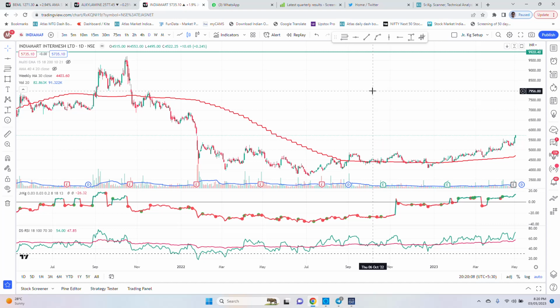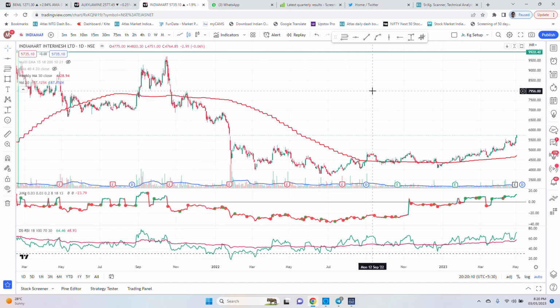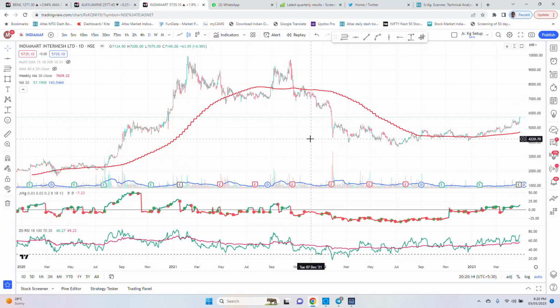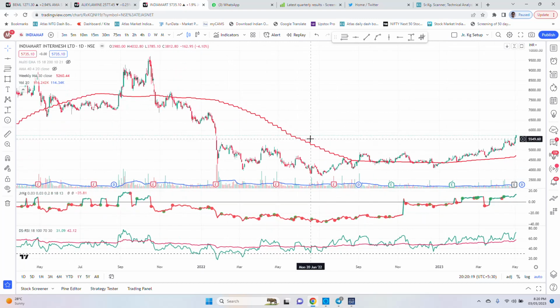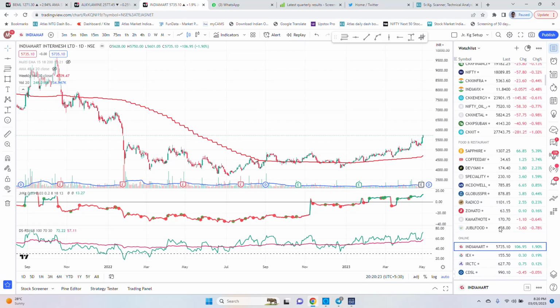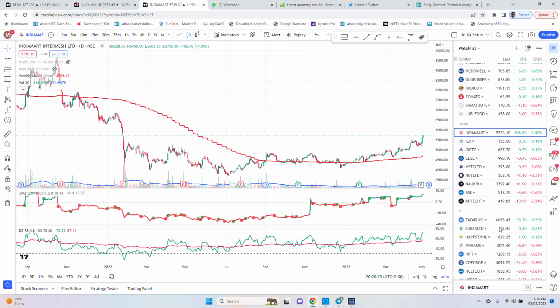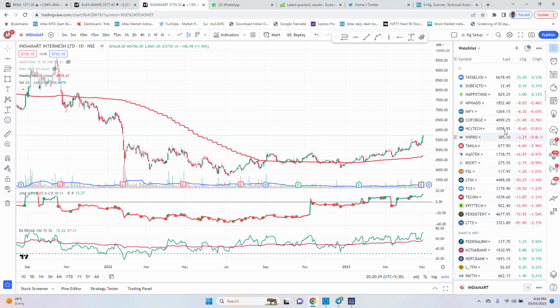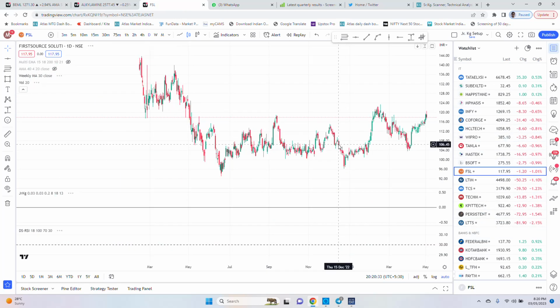So you might say that, okay, this is one stock where you explained the thing. Is there any other stock where we are seeing the same pattern coming? Yes, there are some stocks which I have seen where you can apply the same pattern or same analysis. One of them is this kind of pattern.